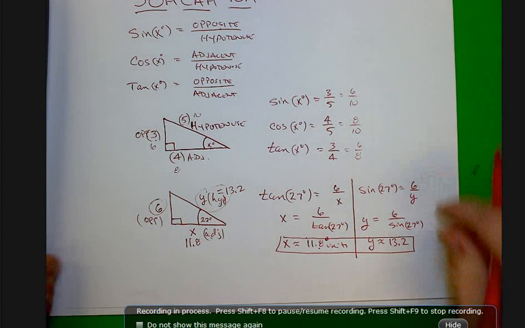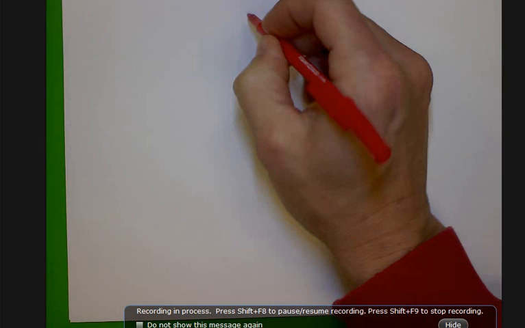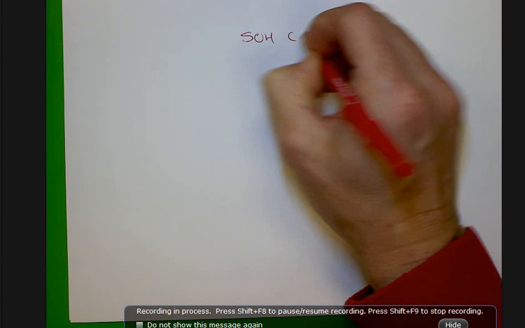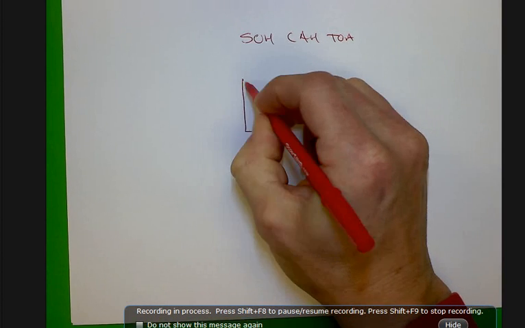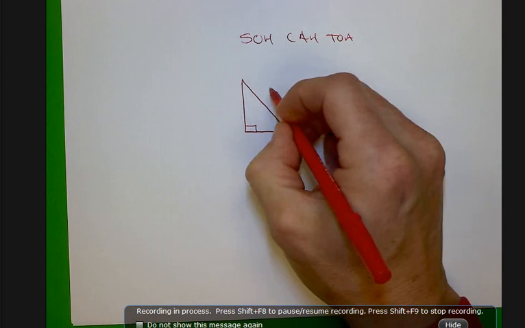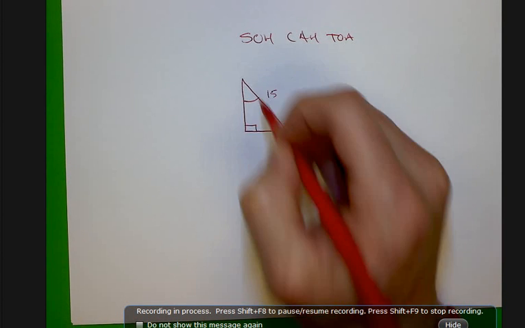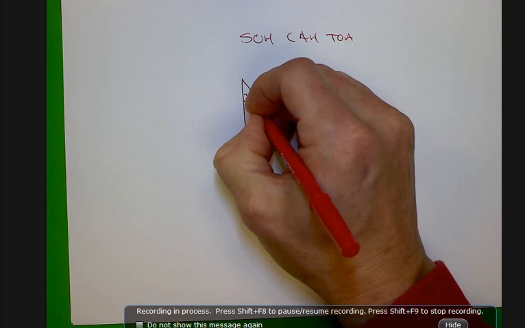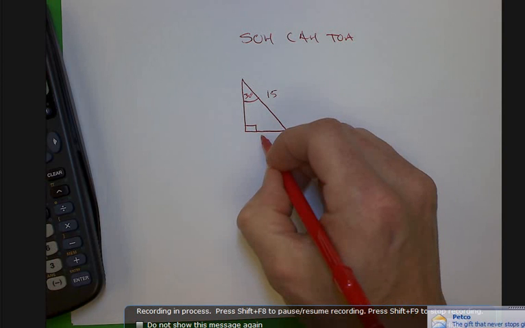Let's do one more example, and then we'll go back to these first examples. So, remember we're going to write our mnemonic device, SOH CAH TOA, and here's our example this time. Let's say now I know that this is 15, and let's say I know this angle up here is 30 degrees. We'll call this x and this y.